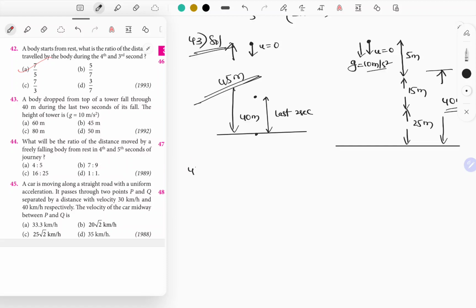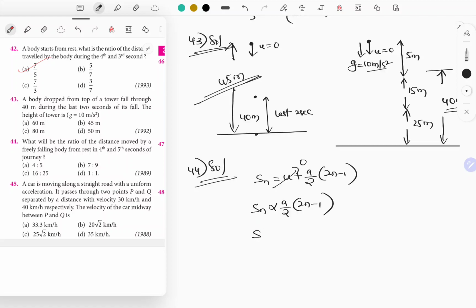Okay, well, 44 solution. What will be the ratio of distance moved by a freely falling body from rest in 4th and 5th seconds of its journey? Just now I have explained, question number 42 and 44 are of the same model. Yes, Sn is equal to u plus a by 2 into 2n minus 1. Here initial velocity is 0, so Sn is directly proportional to 2n minus 1.